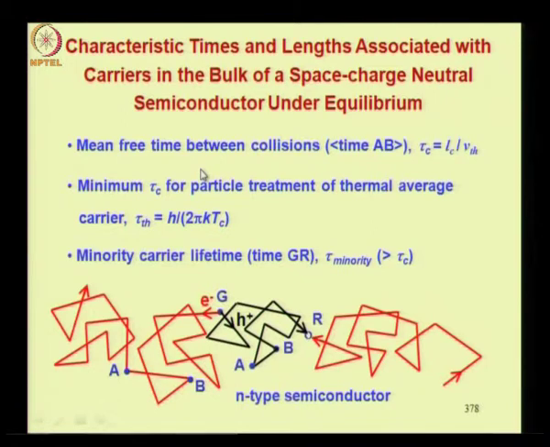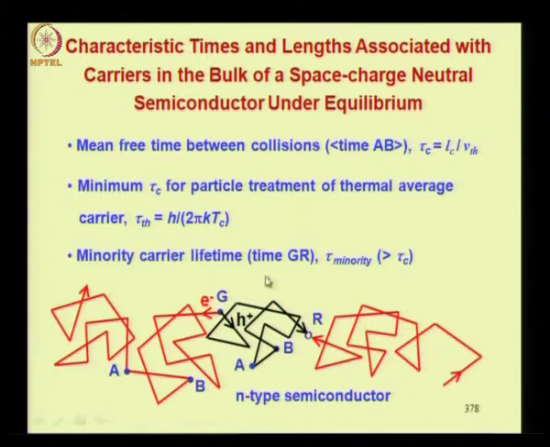The characteristic times associated with this equilibrium picture: mean free time between collisions, that is average of time AB, so the time taken by the carrier to undergo two collisions, the time interval between two collisions, that is given by LC, mean free path, divided by thermal velocity. The minimum time between collisions for particle treatment of thermal average carrier is given by this characteristic time h by 2 pi kT.